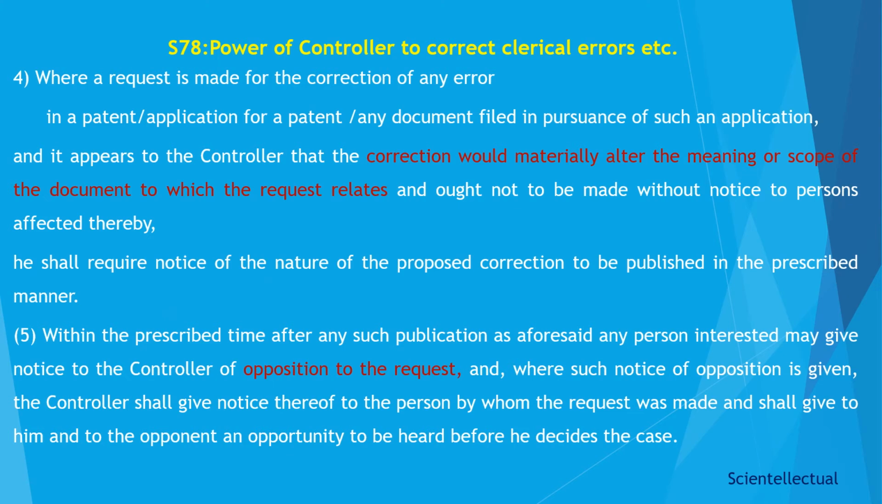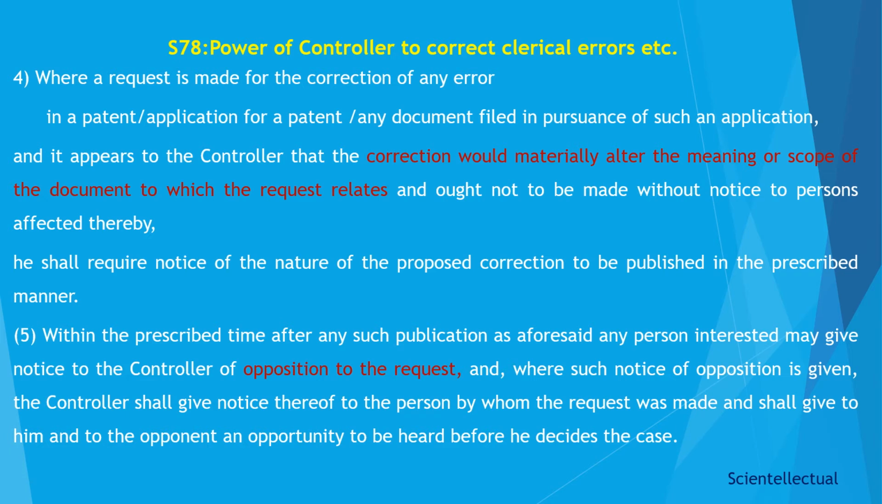Section 78, subsection 4. When the request is made for the correction of error in a patent or application for patent or any document, and it appears to the controller that the correction would materially alter the meaning or scope of the document to which the request relates and ought not to be made without notice to persons affected, then the controller shall require notice of the nature of the proposed correction to be published in the prescribed manner.